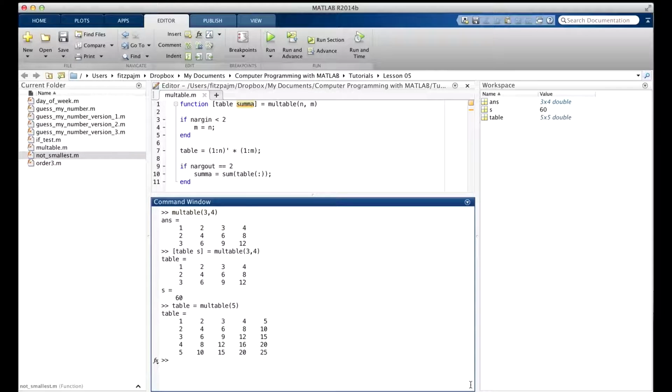Okay, this time we just asked for 1 output, but we only gave it 1 input argument. And you'll remember that that defaults to 5 by 5 instead of just 5. So far, so good. It's hitting them out of the park. Let's see how it handles a curveball.